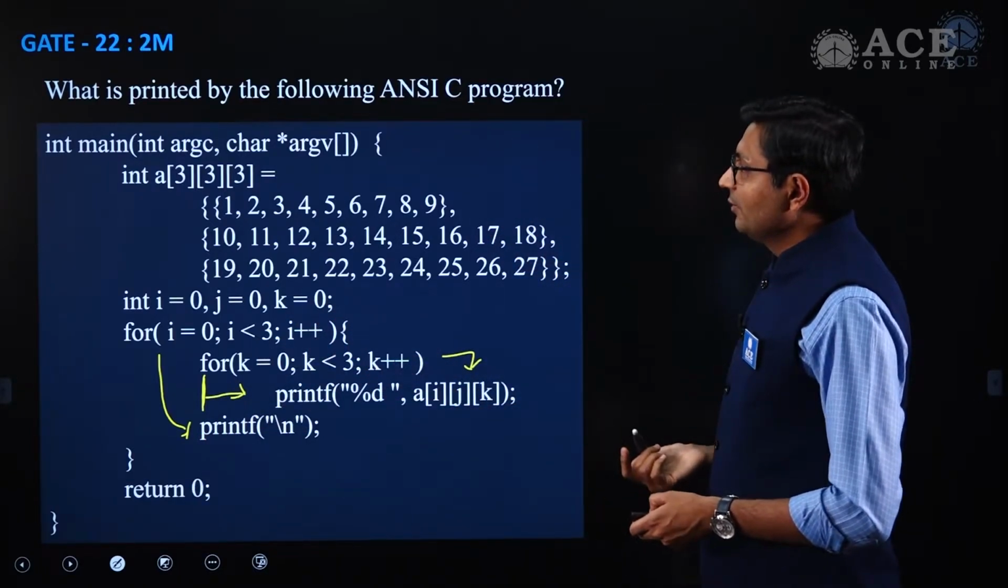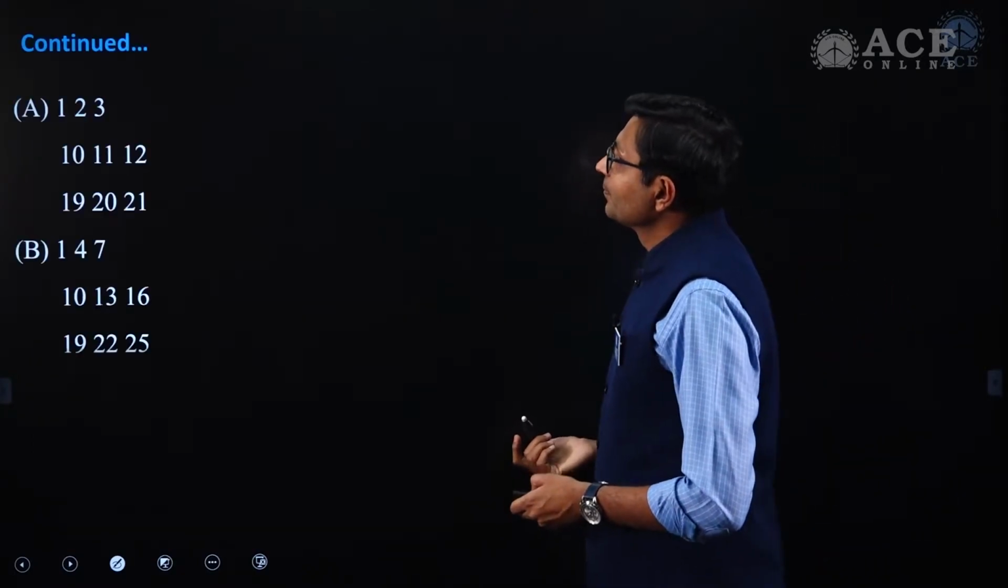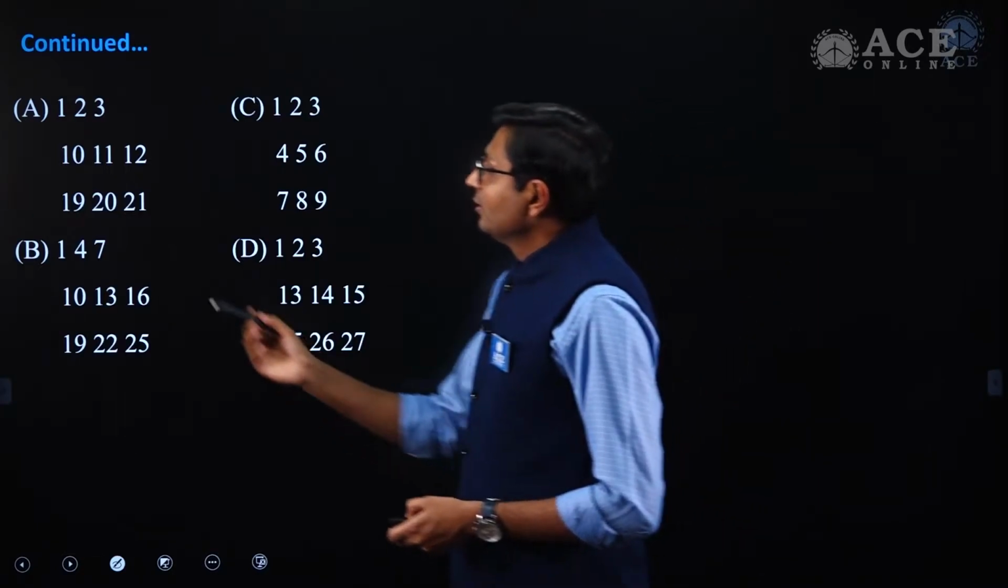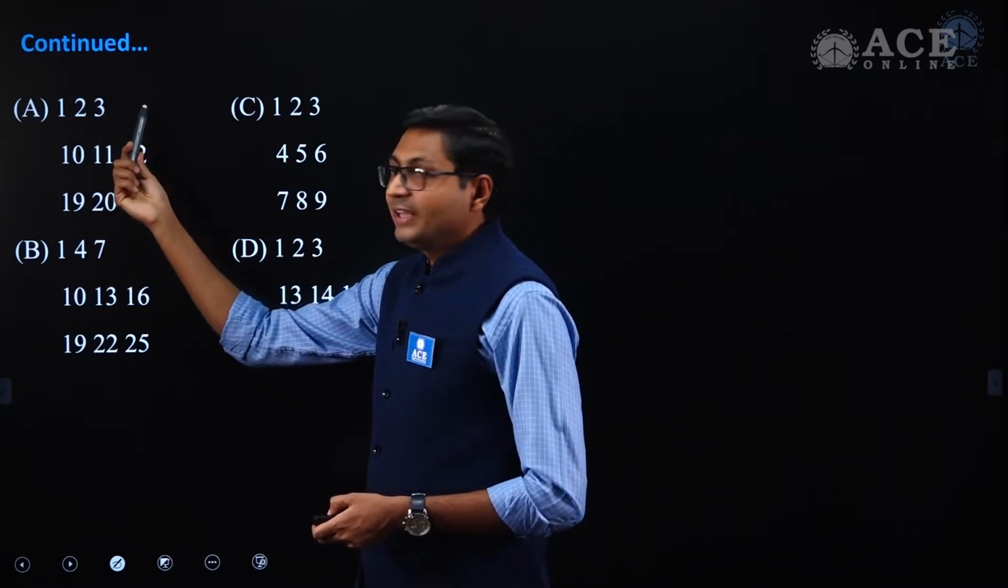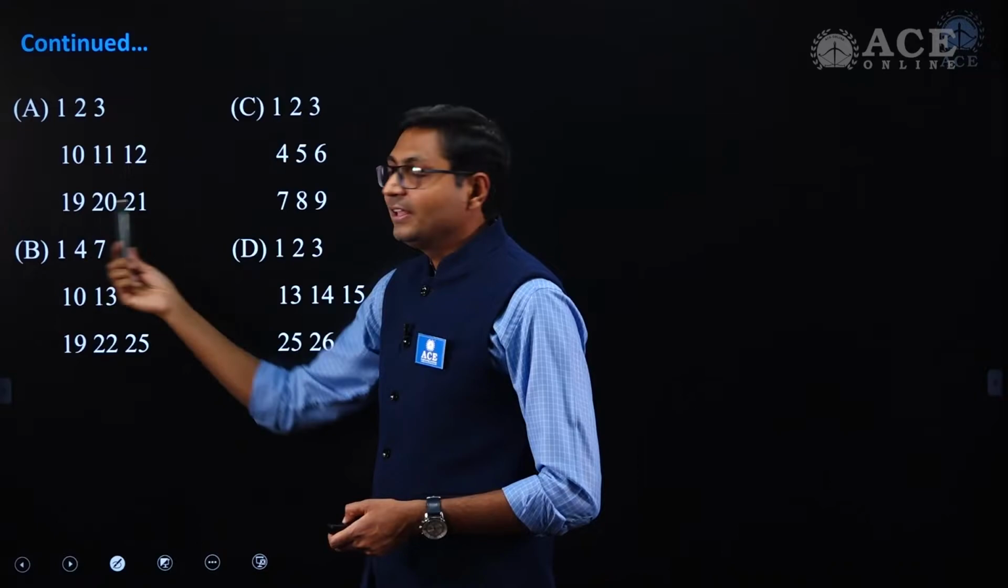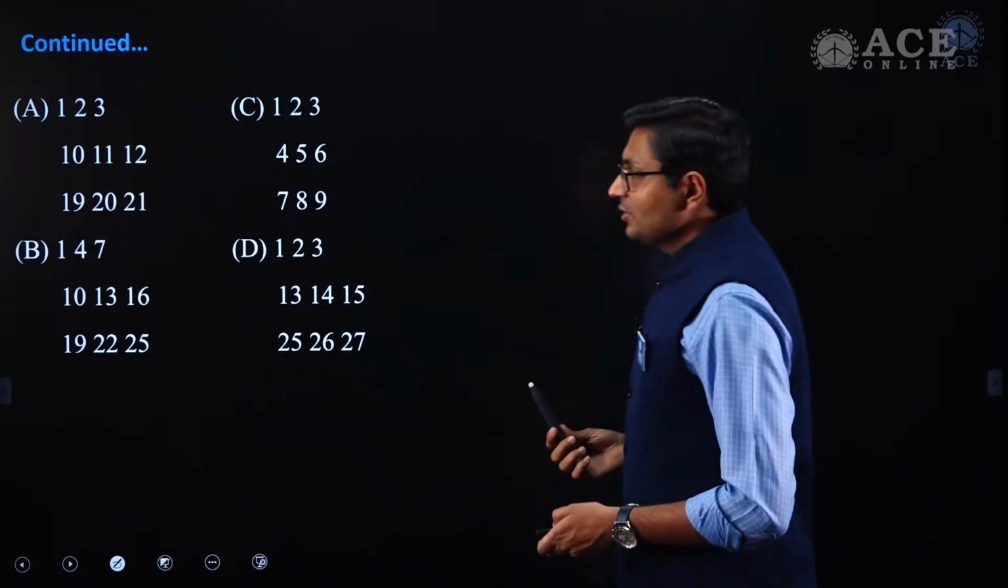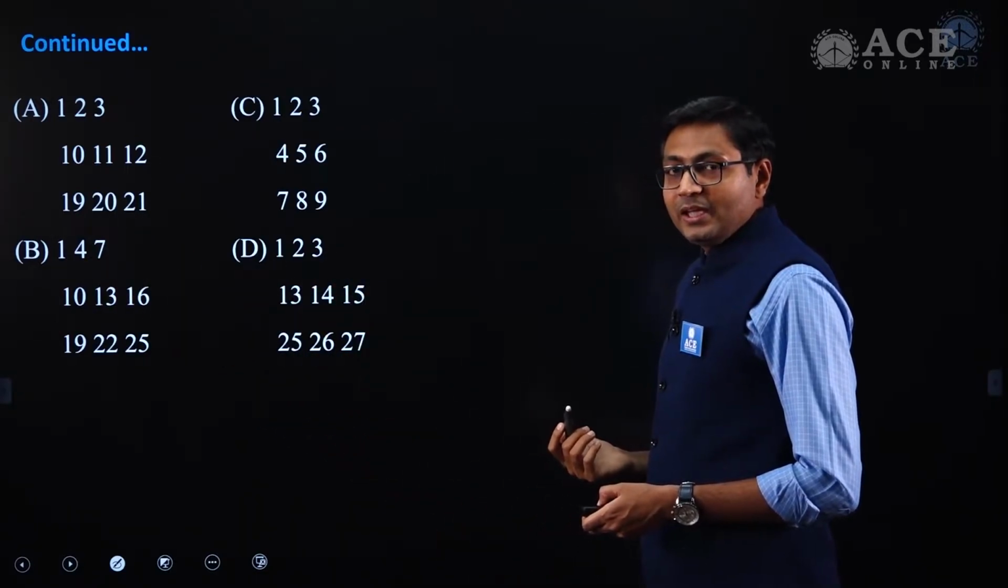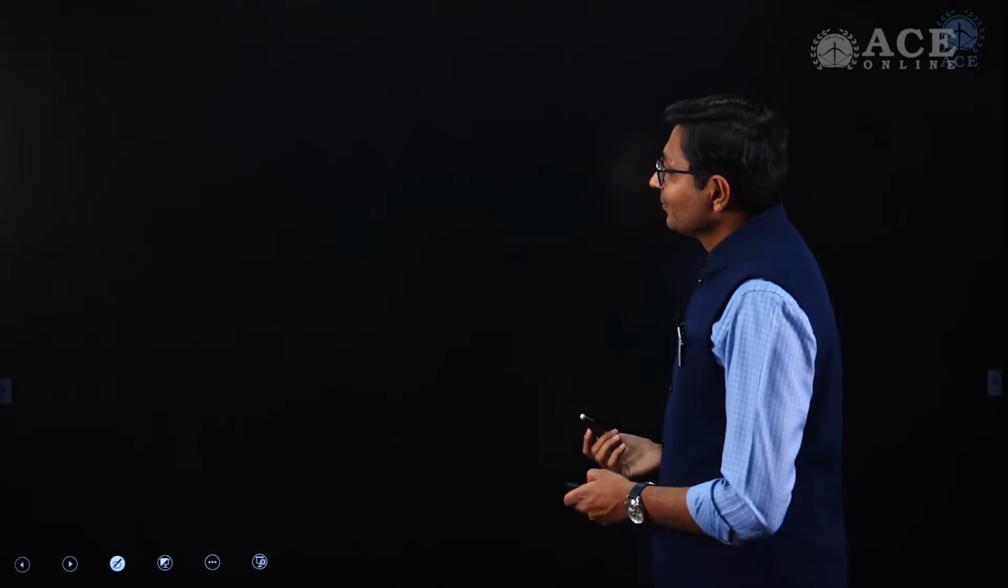So let's see what is printed. Let's see what options are given first. You see, line 1, next line 2, next line, and 3 values again. So let's simply execute the program and try to get our answer.